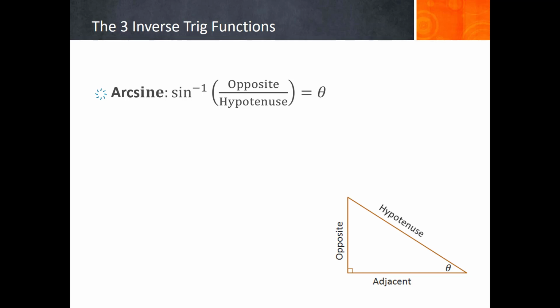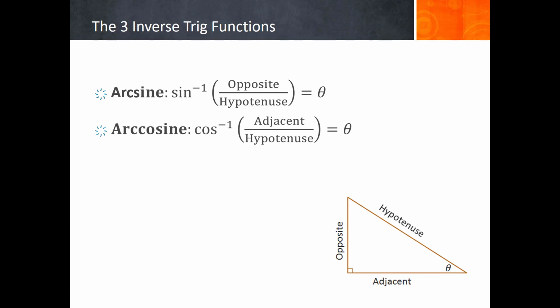So the normal sine function, you gave it an angle and it told you what the opposite over hypotenuse was. The inverse says, given the opposite over hypotenuse, it will tell you the angle. Okay, so similar for cosine. Normally cosine would take the angle and tell you the ratio of the sides, adjacent over hypotenuse. So arc cosine, or inverse cosine, takes the input, adjacent over hypotenuse, and the output is the angle.